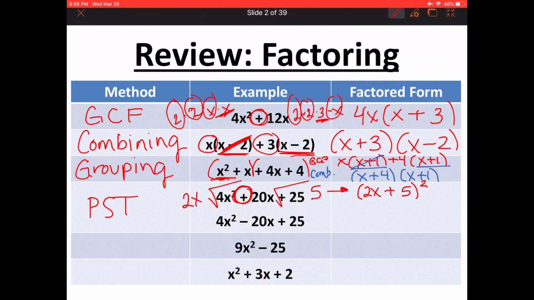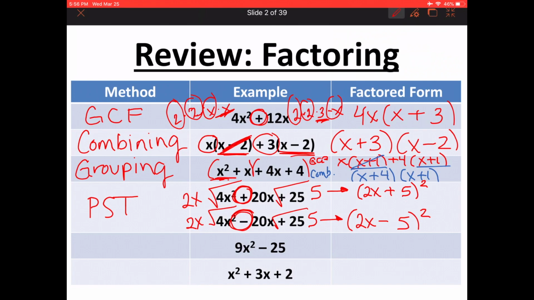Our second example of a perfect square trinomial, notice, is almost identical. If we square root, we get 2x. If we square root, we get 5. So if you notice, what is the only difference that you see here? The only difference is this minus. So instead of the factors being 2x plus 5 squared, the factors are going to be 2x minus 5 squared. So there are the two examples of perfect square trinomial.